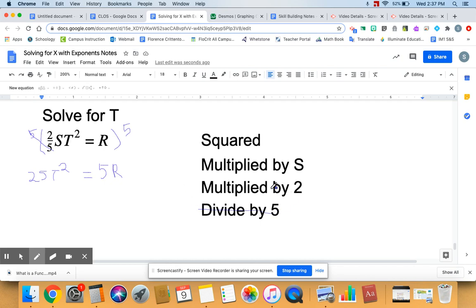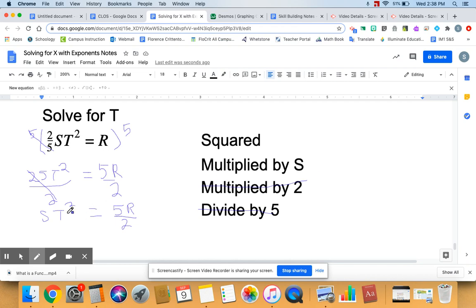So I took care of this step. Next, I need to take care of the multiply by 2 step. The inverse of multiplying is dividing, so I'm going to divide that 2 away. So the 2's cancel, so then I just have s t squared equals, I could do 5 divided by 2, but I'd get 2.5, and that's a decimal. So I'd rather leave it as a fraction. So I got rid of the multiplied by 2.